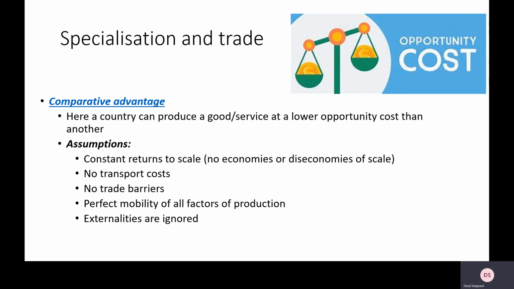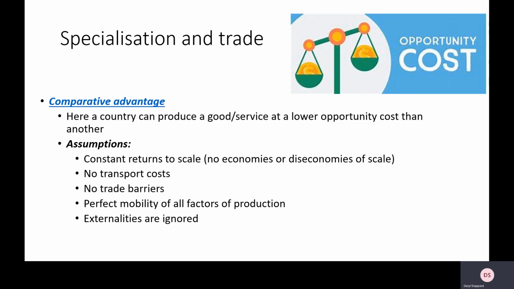So for example, in Britain, if we were to produce more toys, we might have to sacrifice some really high skilled financial services. So by getting another economy to make toys for us, it frees up our resources to make higher skilled, more productive financial services. Now, there are some assumptions we've got to make, though. We assume there are no economies or diseconomies of scale.